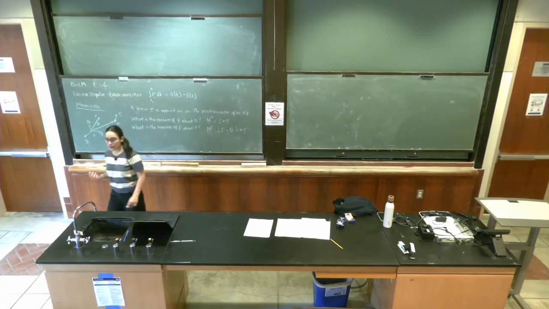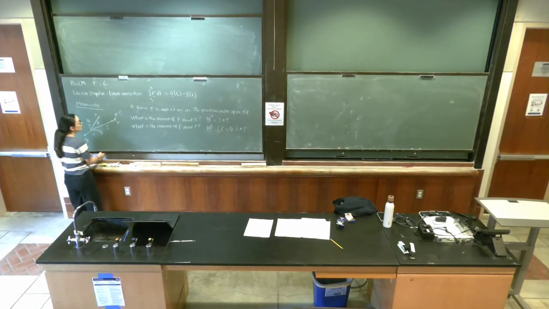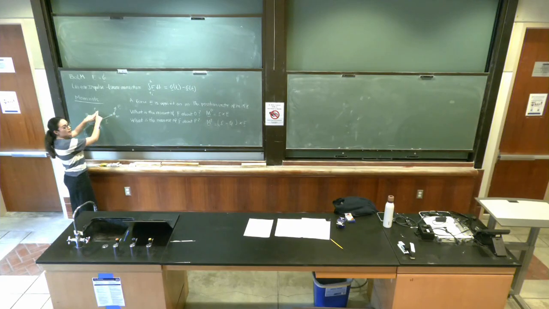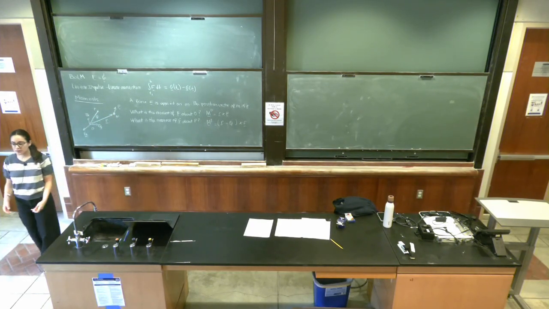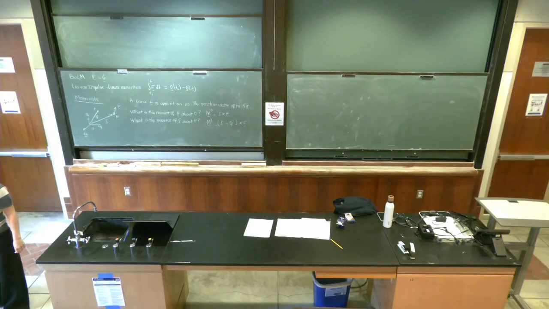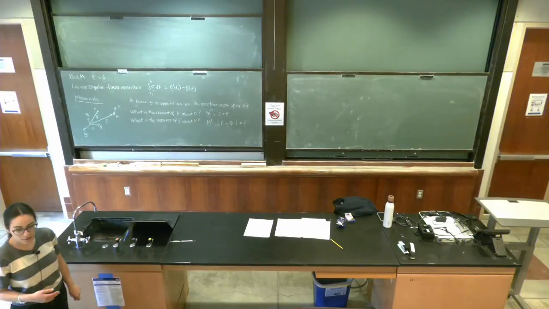So what is this equation saying? It's saying that if I want to calculate the moment of F about P, I'll take the position vector from P to F and I'll cross it with F. That's how we calculate the moment of a force. So we have to be very careful. The moment is a cross product. Its result is a vector.